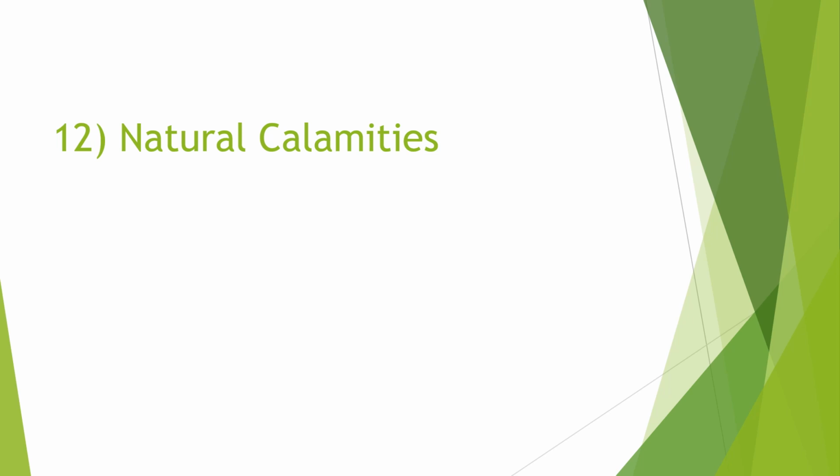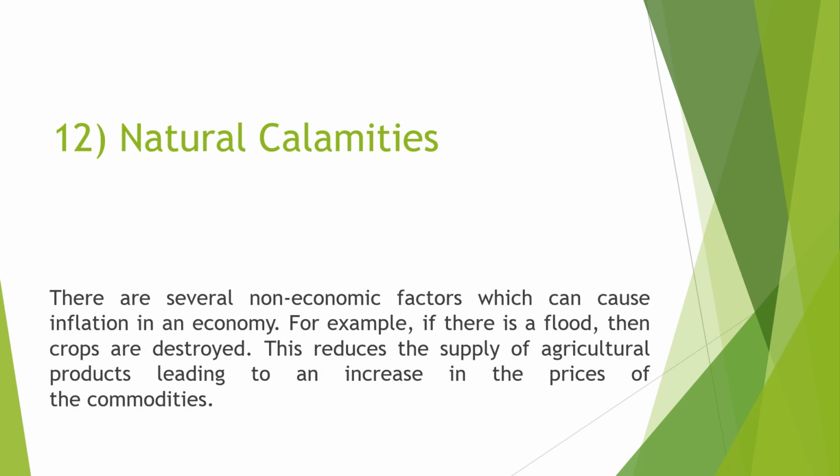The next is natural calamities. Other than these economic factors, there are certain non-economic factors also, like natural calamities. For example, if there is a flood, then the crops are destroyed, and because of this, there is a shortage of supply of these agricultural products, which leads to an increase in the price of the commodity. So these also can be one of the reasons for inflation. So students, these are the causes or reasons for inflation which I have explained.